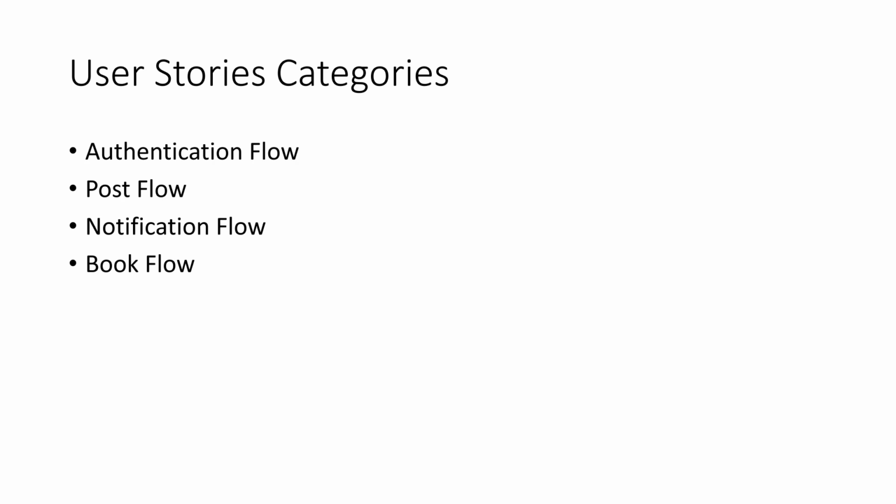So here we have user stories categories. The first one is authentication flow. This one involves the logging in, the sign up, the sign out, just that flow for authenticating a user. Then we have the post flow. We can have different flows here. I've categorized them like this just for an example.